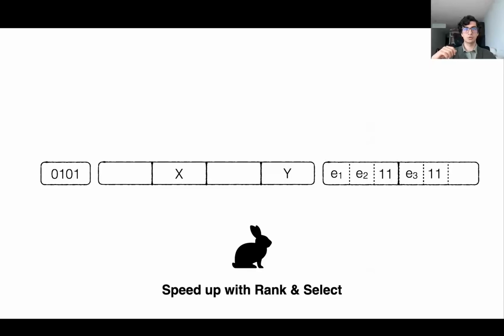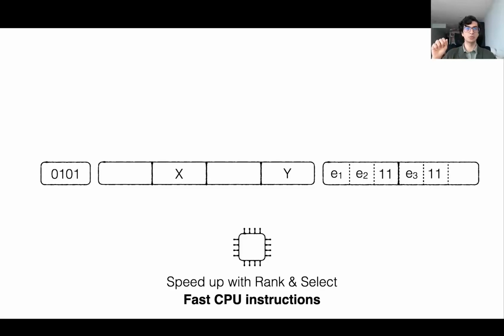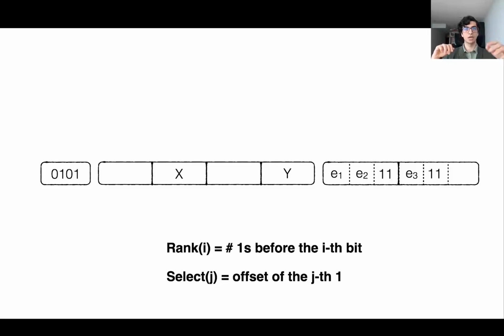So we speed up this process using rank and select primitives, which are known to have very fast CPU implementations that leverage special instructions. Rank of i within a bitmap is defined as the number of ones before the ith bit of that bitmap, and select of j within a bitmap is defined as the offset of the jth one in that bitmap.